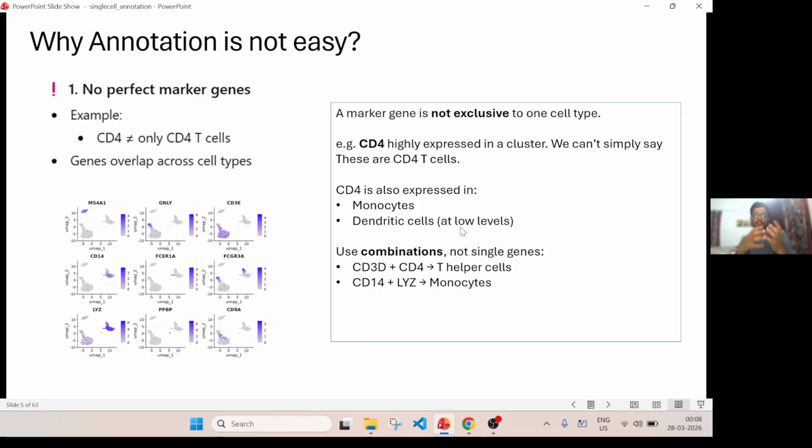So that's where it's very important to use a combination of markers. Not only one marker, but a combination of markers, and sometimes positive and negative markers. That means this positive marker is up, but the negative marker is also not there. Then that helps us to identify the cell type. That's where different tools are available, as I have explained. Those tools take care of this. They don't consider only a few 3-4 markers. They compare the markers, and based on that they come up with the best guess, like okay, probably this is this cell type and that is that type. So that's the first challenge: no perfect marker genes.